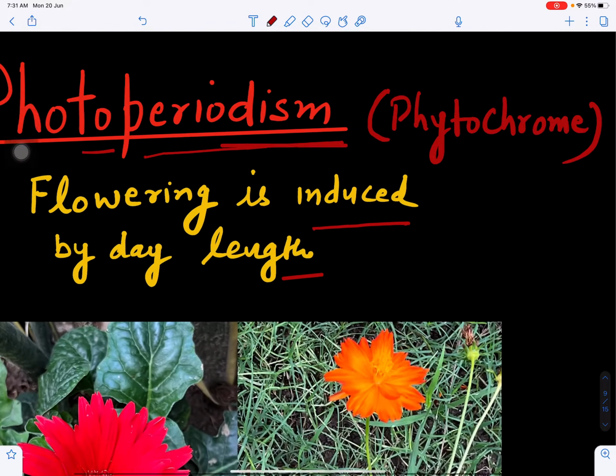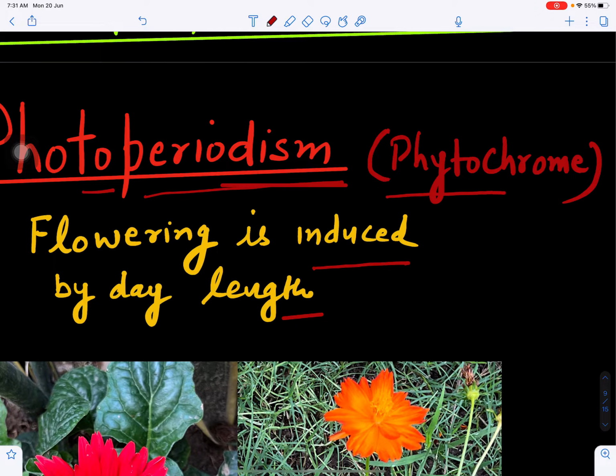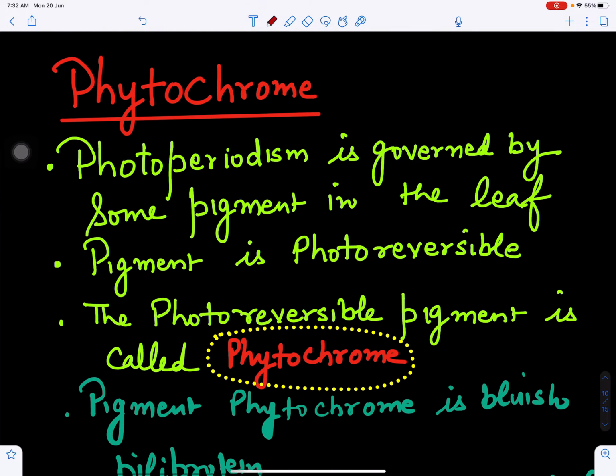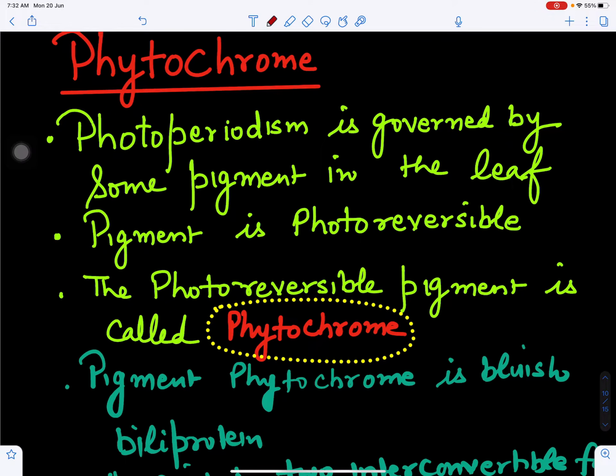So this induction of the flowering in the plant is mainly by the pigment called phytochrome. So in this video, we'll discuss in detail what is the exact mechanism behind flowering of the plant. First we'll discuss how phytochrome plays an important role in the flowering of the plant.